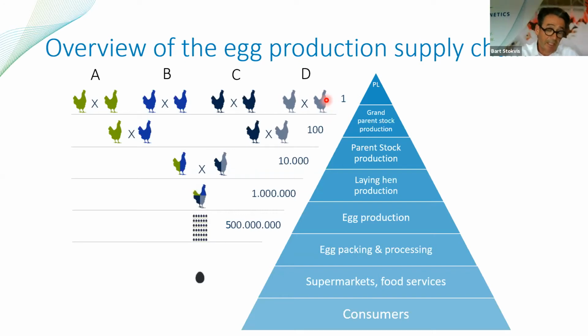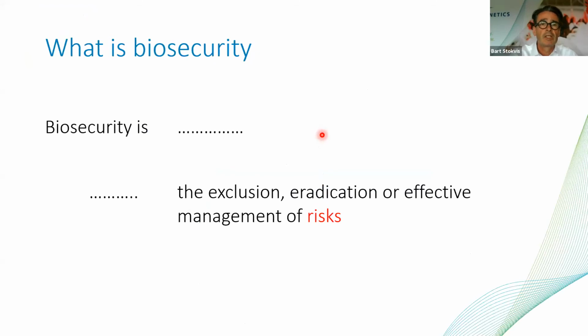And that makes us responsible, and this responsibility is very important for us. We must make sure that our production, which is at pure line and grandparent stock level, is free from pathogens, free from contaminants, and free from antibiotics. To be able to keep this health status, biosecurity is of extreme importance for us.